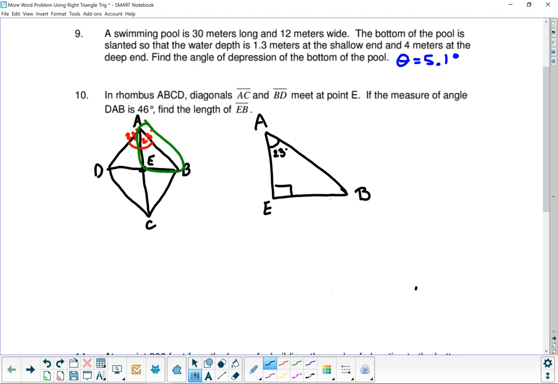I'm actually not sure about this one. We don't have anything else unless I deleted that. Rhombus ABCD, diagonals AC and BD, midpoint E. That means they're the same length. That means, let's see. If the measure of angle DB is 46, find the length of EB.